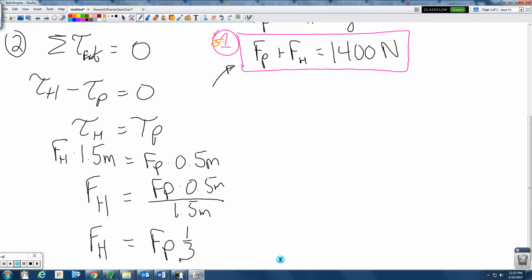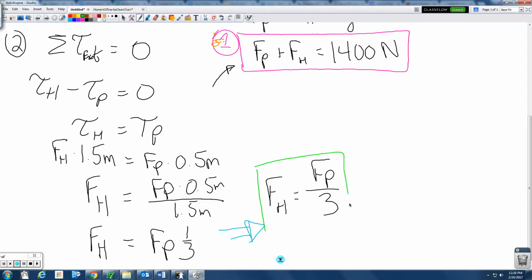Right. So let's just make it a little nicer to see. We say Fh equals Fp over 3. Okay, we'll make that our equation 2. We found a definite relationship between those two forces. So now we go back up to our equation 1, and we have a value for Fh. So let's substitute that in.